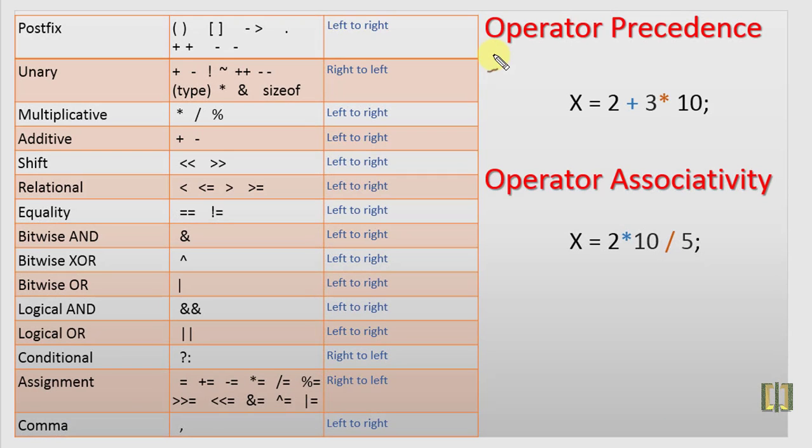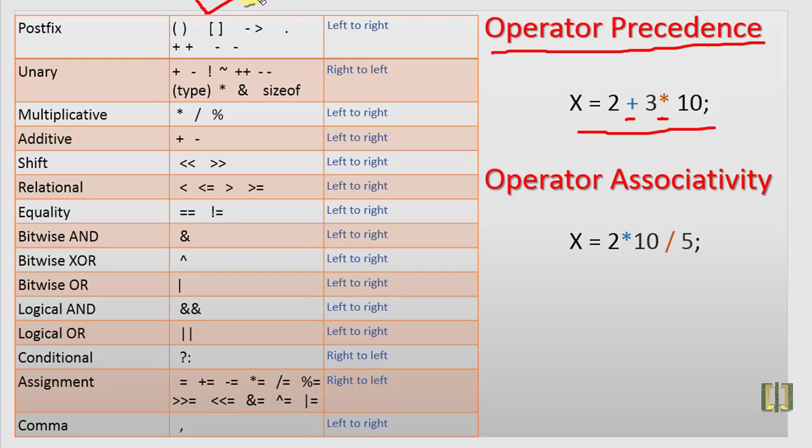Hi everyone, in this video we are going to be talking about operator precedence. Operator precedence is used to determine which operation is going to be performed first when there are multiple operators in an expression. Like here in this example, there are two operators in that expression, and to determine which of these operators is going to be performed first, we need the precedence rule.